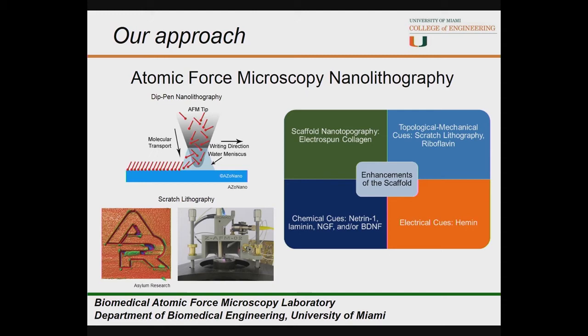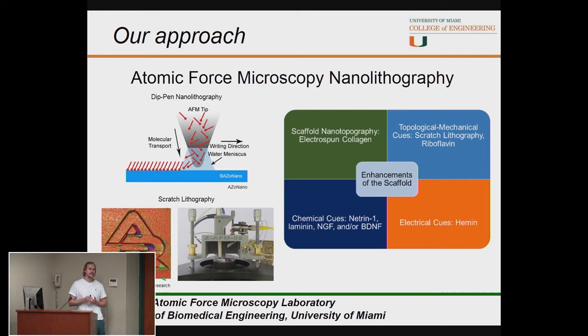So what we propose is using atomic force microscopy nanolithography to build a novel in vitro human glaucoma model. We plan to use two different modalities, dip pen nanolithography, which puts material on a surface, and scratch nanolithography, which removes material on a collagen gel scaffold to enhance a scaffold with mechanical, topological, and chemical cues. And then we'll put RGCs on the scaffold to simulate the RGC layer, and then we will subject this to high pressure and record responses to see how well our model simulates glaucoma.